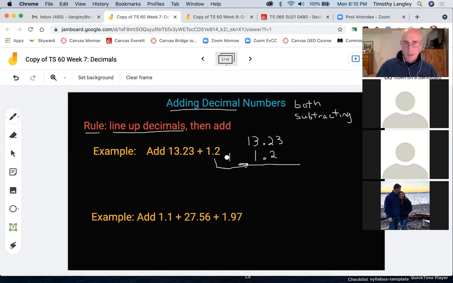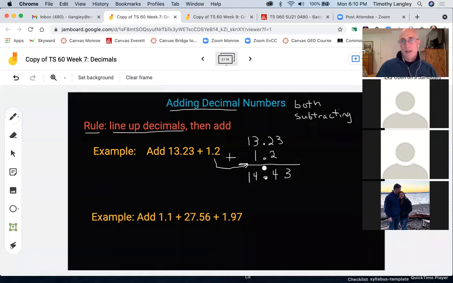And then this is the way I want you to do it on paper. Put a little plus sign here. And before you do anything, put this decimal right here. By doing that, you make sure your decimal is in the correct spot. Now I can just do the adding: 3, 4, 3 plus 1 is 4, and 1.